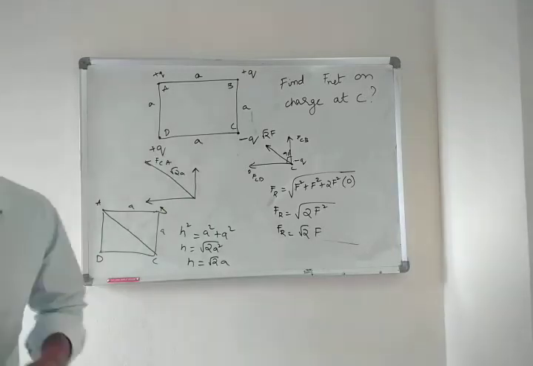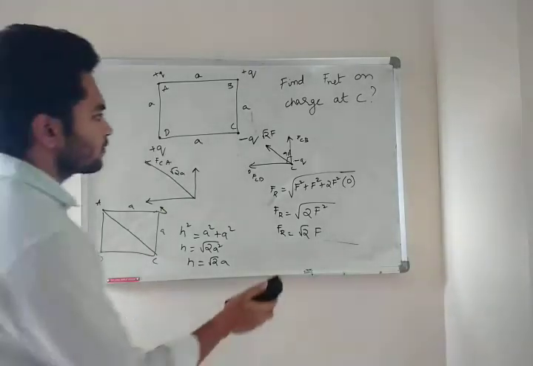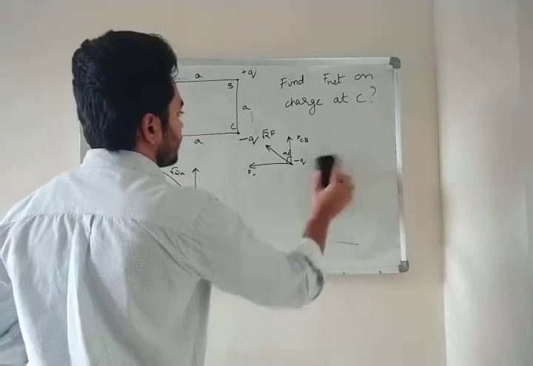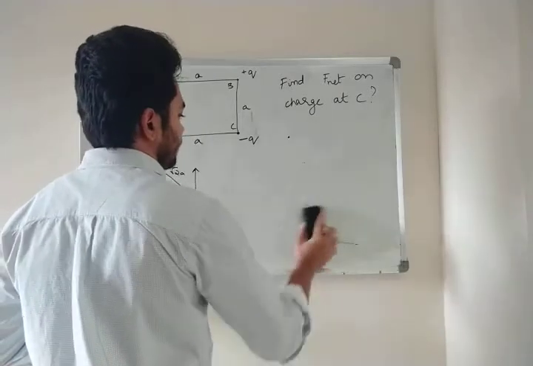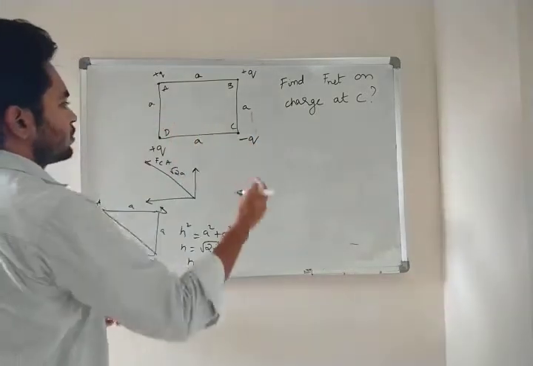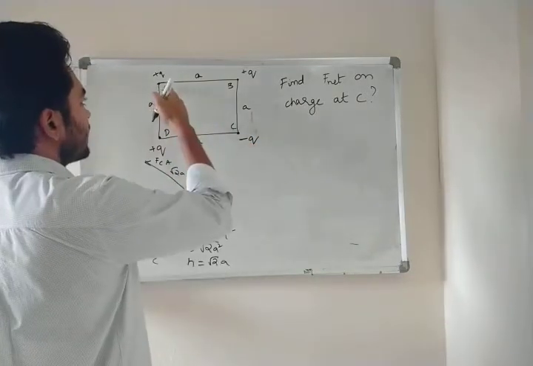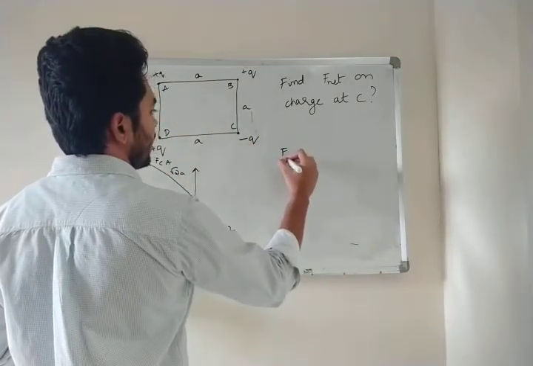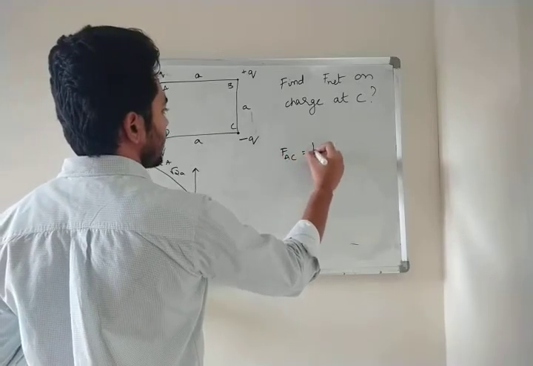Clear? Understood? Now find force between these both. So here is plus Q and here is minus Q. FAC is equal to K.